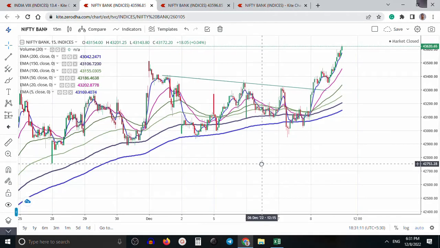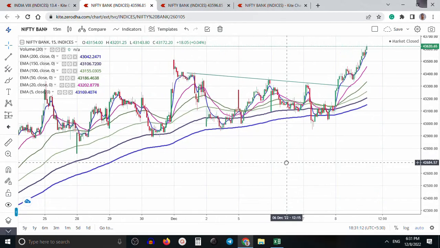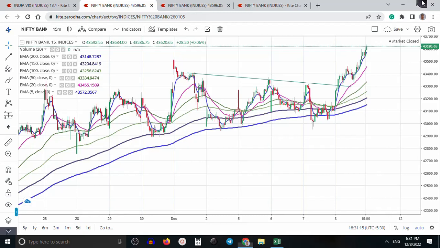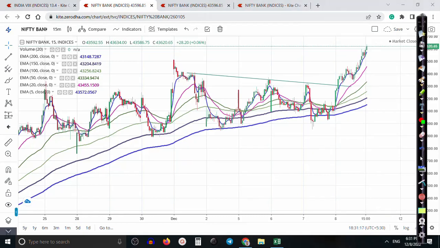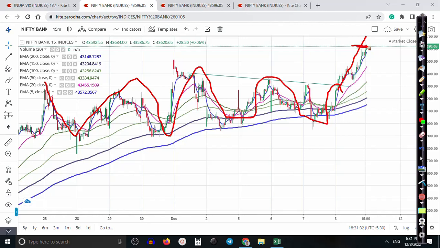All right, guys, very interesting trading today. Here, let me show you something very interesting. On this 15-minute chart of Bank Nifty, it was running in a sideways market for the last few days, and finally it created a new all-time high.